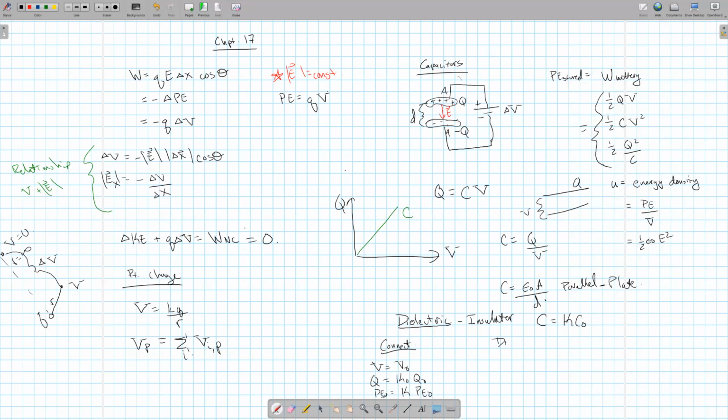Now, if I disconnect it from the battery and then insert the dielectric, in that case the charge stays the same. So nothing happens to the charge, but the potential then decreases by a factor of the dielectric constant, and the potential energy also decreases by the dielectric constant. So these are our capacitors.